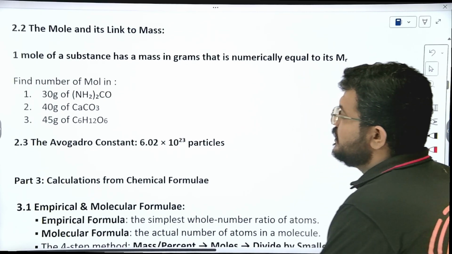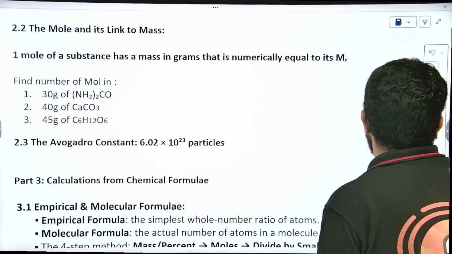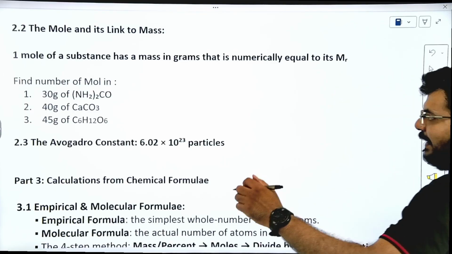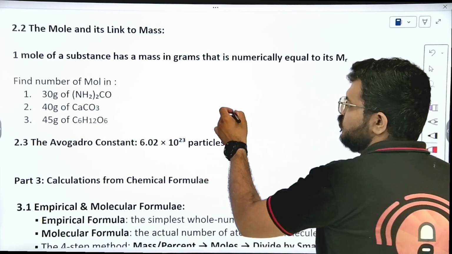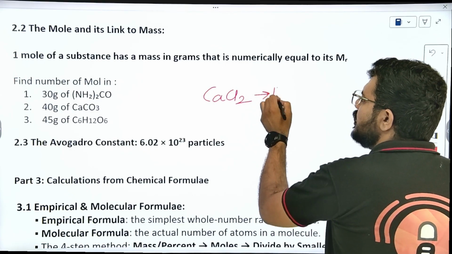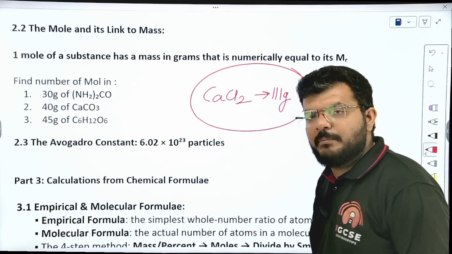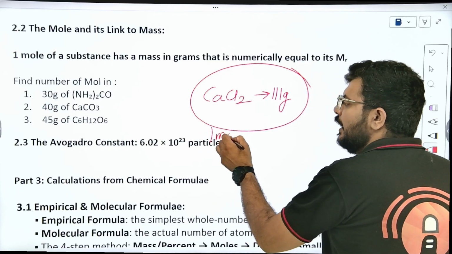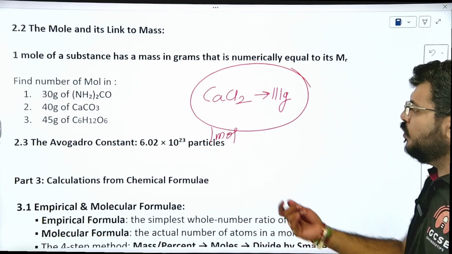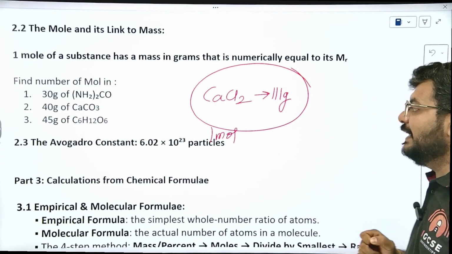Okay, what does it say? It says that 1 mole of a substance has mass in grams that is numerically equal to Mr. And I think I already said this once, that CaCl2, we found out that it is 111 gram. I said that 1 Mr is nothing but 1 mole. I was saying that 1 mole of substance is its Mr, right?